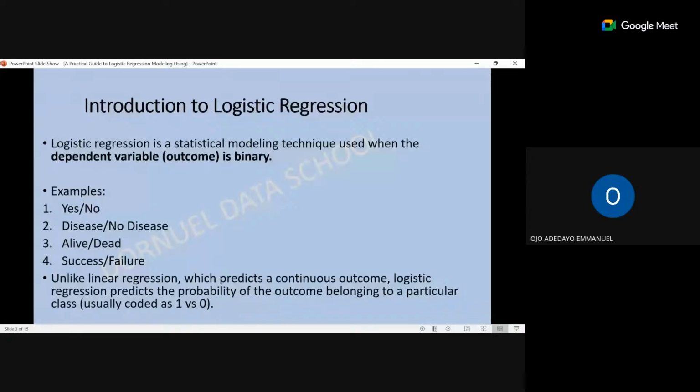So logistic regression takes its value from what? It dichotomizes it to be 1 and 0. But in our normal linear regression, we can have a continuous value.